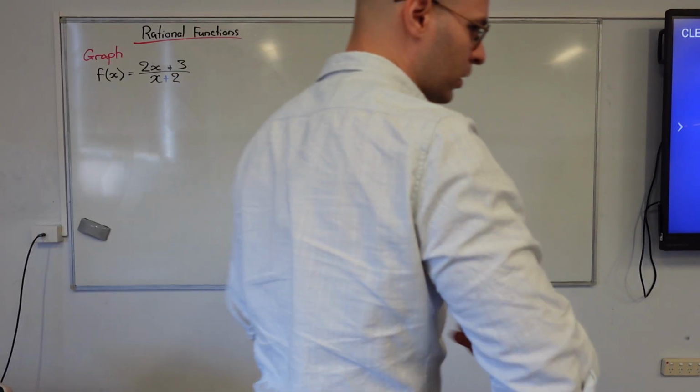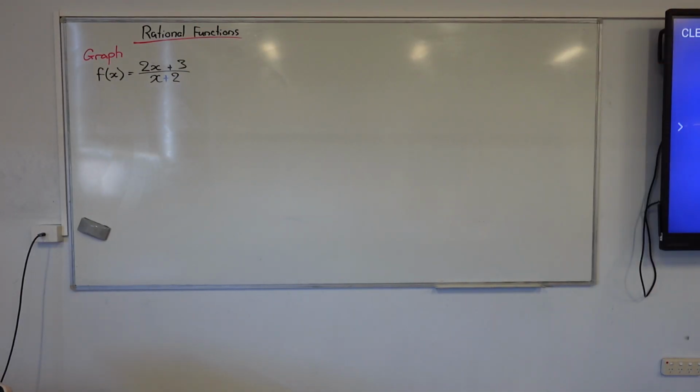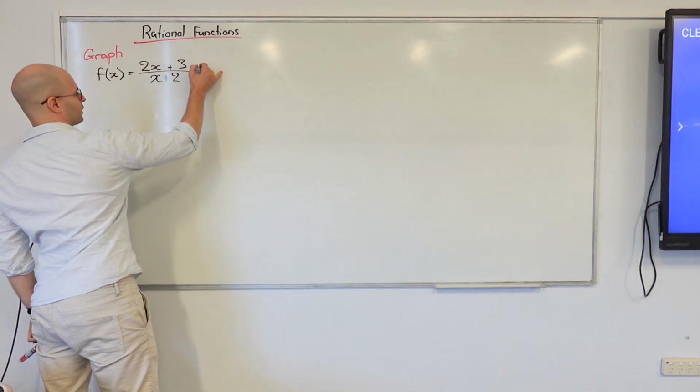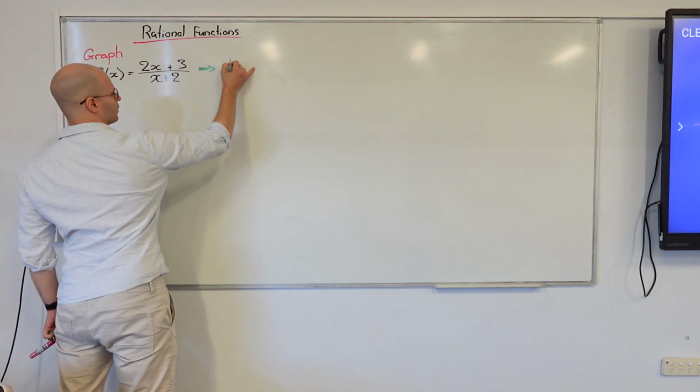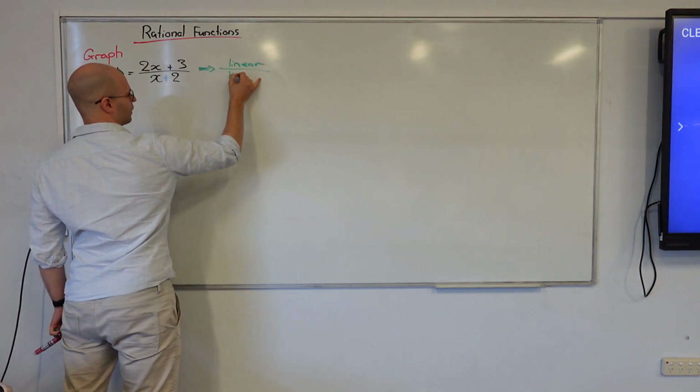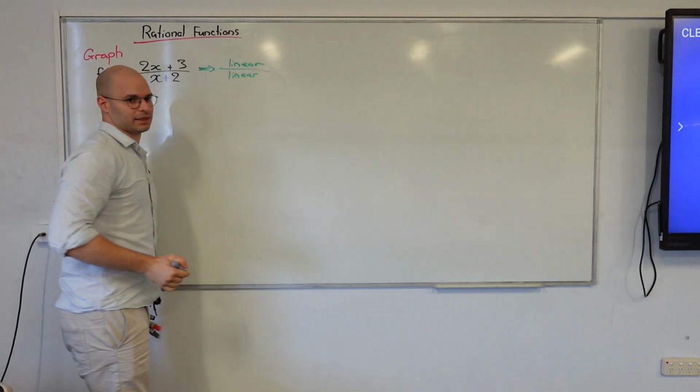Alright, so we'll have a look at how we graph this, and then after that I'll show you how you find the reciprocal function of this guy. So looking at this, how could we describe the function? It's a function over a function. It's a linear function over a linear function. Have we graphed anything like this before?